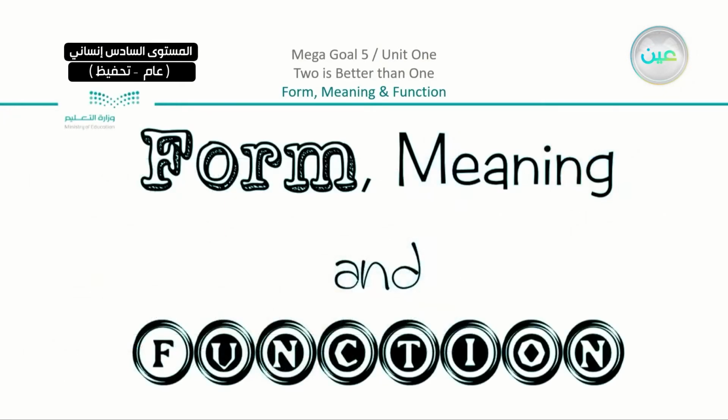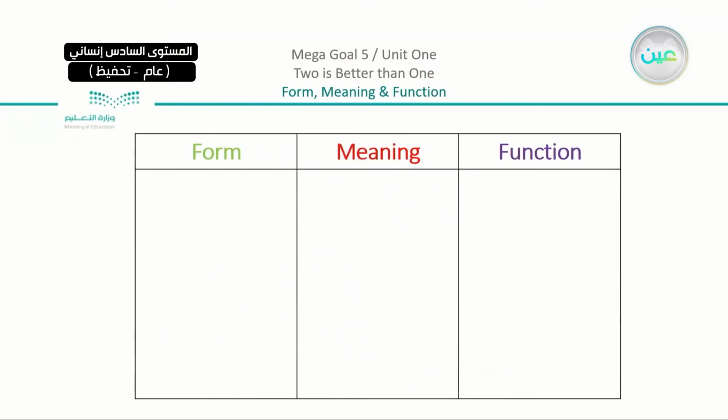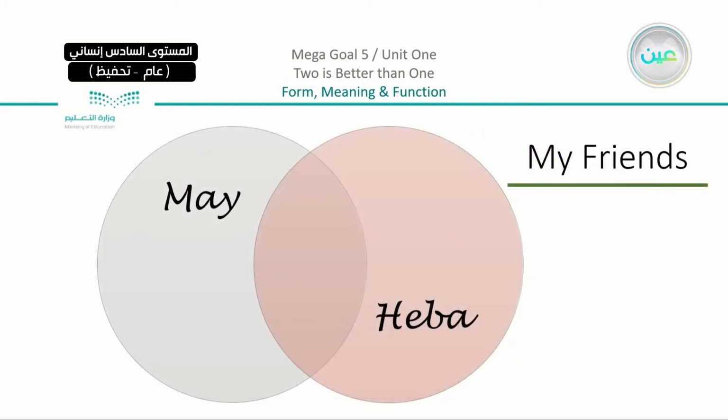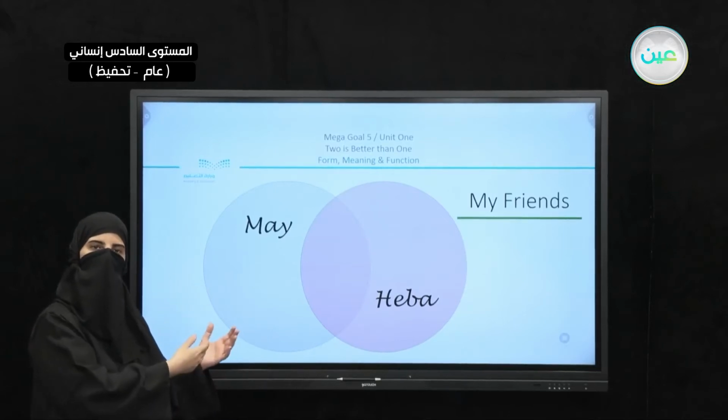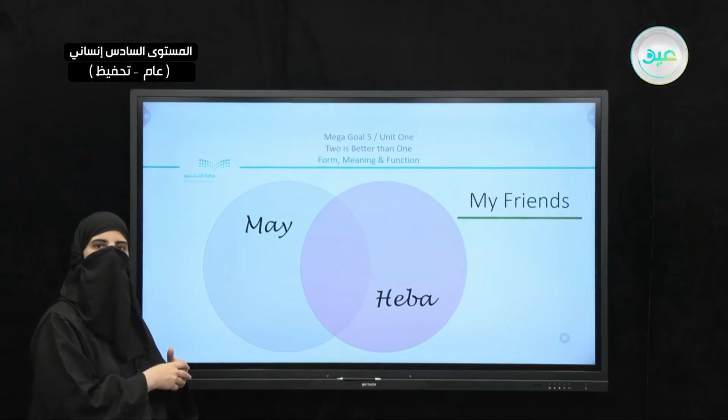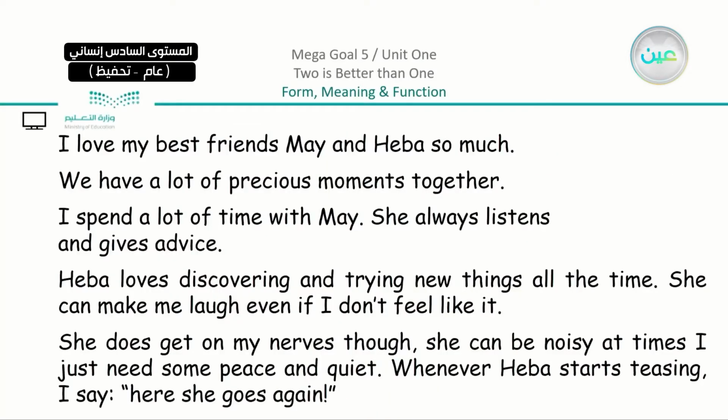We have the form, meaning and function. So here, just to make everything clear, I'm going to use this table. We're going to see what we have in the first, then the second, then the third part. So actually, we are going to start by going back to my friends who we wrote about, who are May and Hiba. Now we are going to ask for their help in the new part that we have here. Now going on to what I wrote about them, we have these examples.